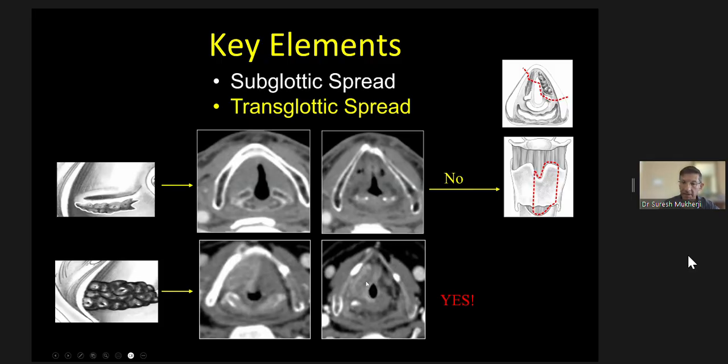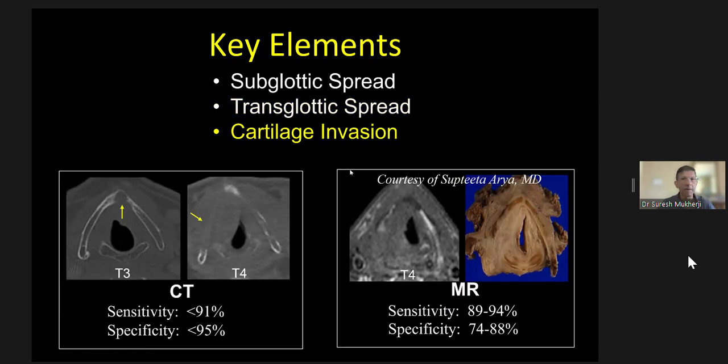But when we see this type of spread, at least at the institutions where I work, these are now going to be treated with combined chemotherapy and radiation therapy in most of those institutions. So again, all submucosal disease, but we make a huge difference. So from my standpoint, subglottic spread and transglottic spread were the tough ones. Now it gets a little bit easier.